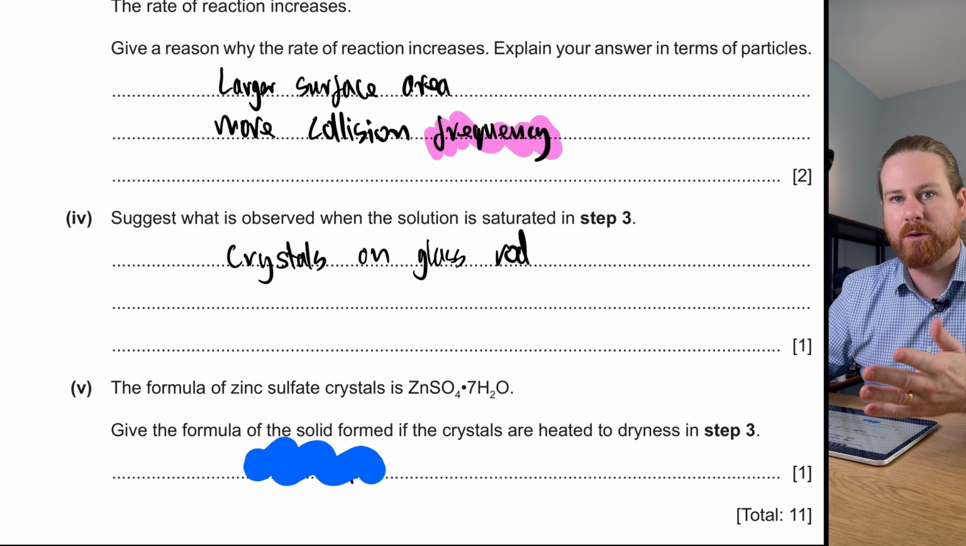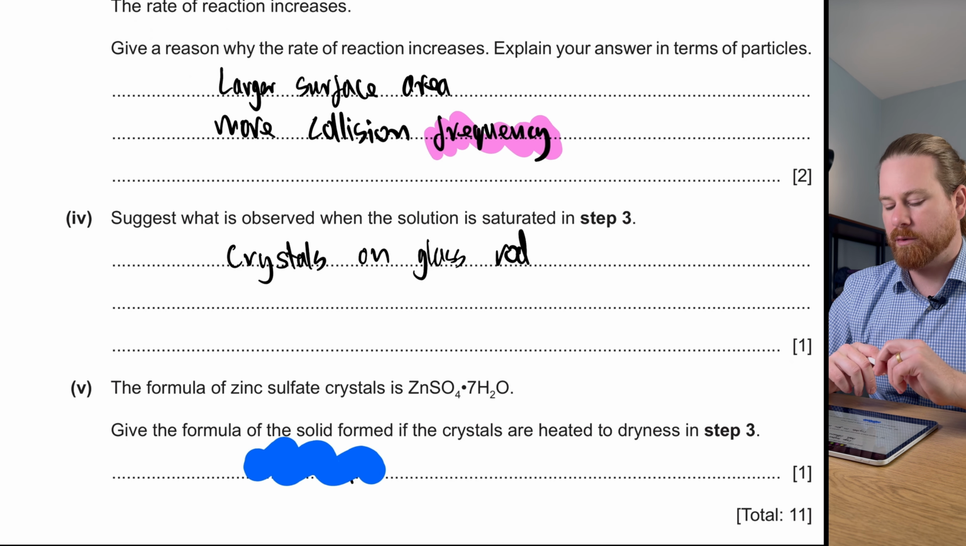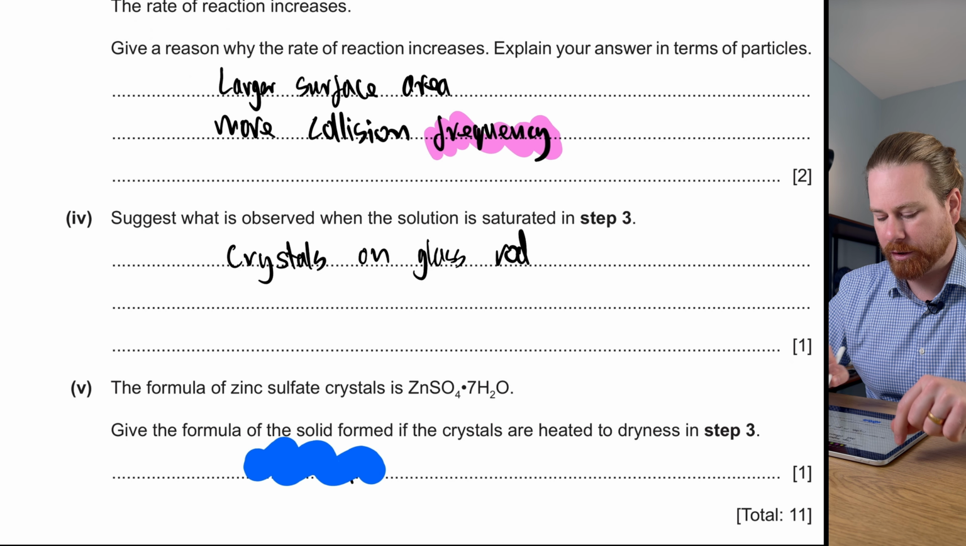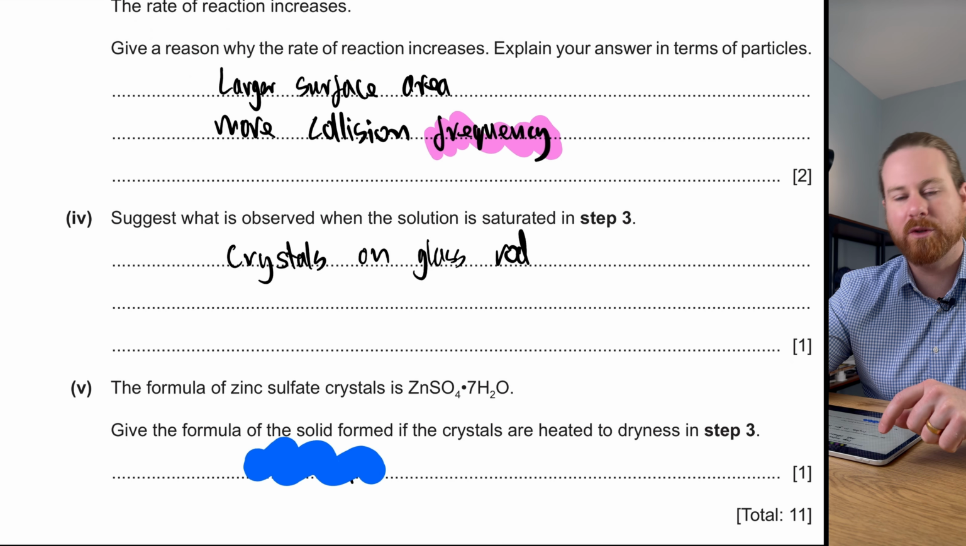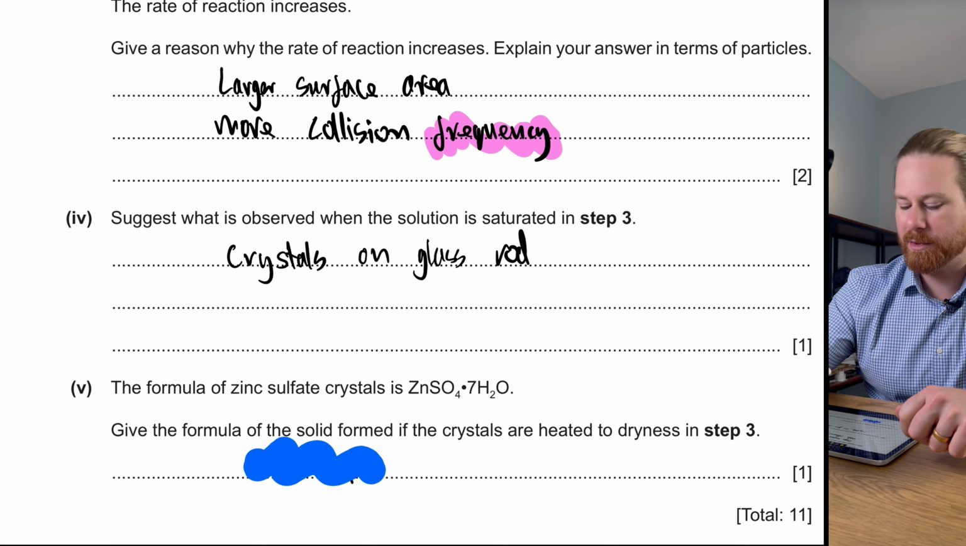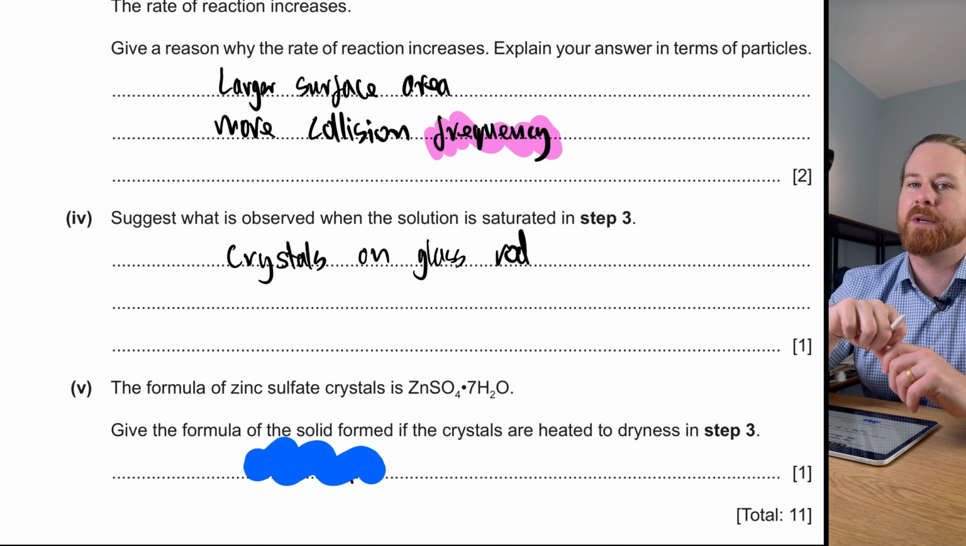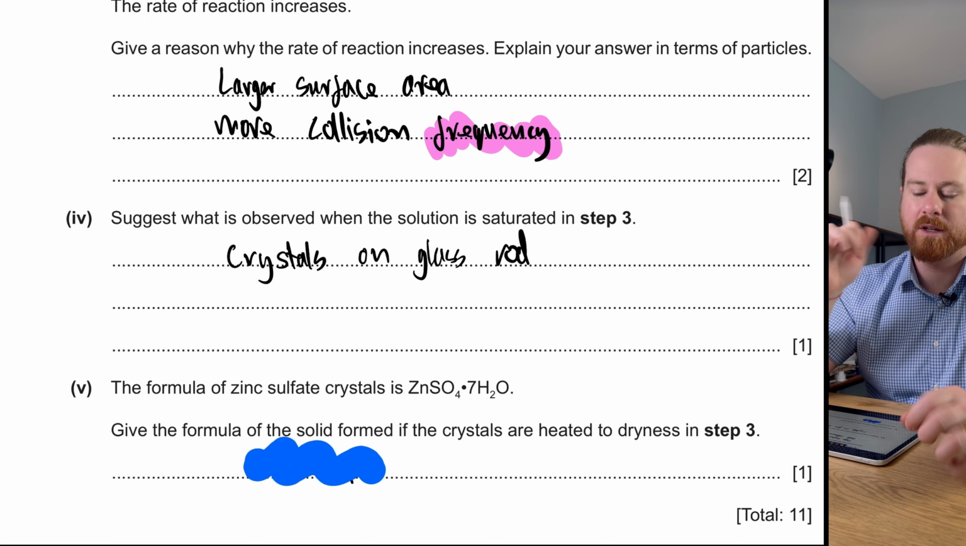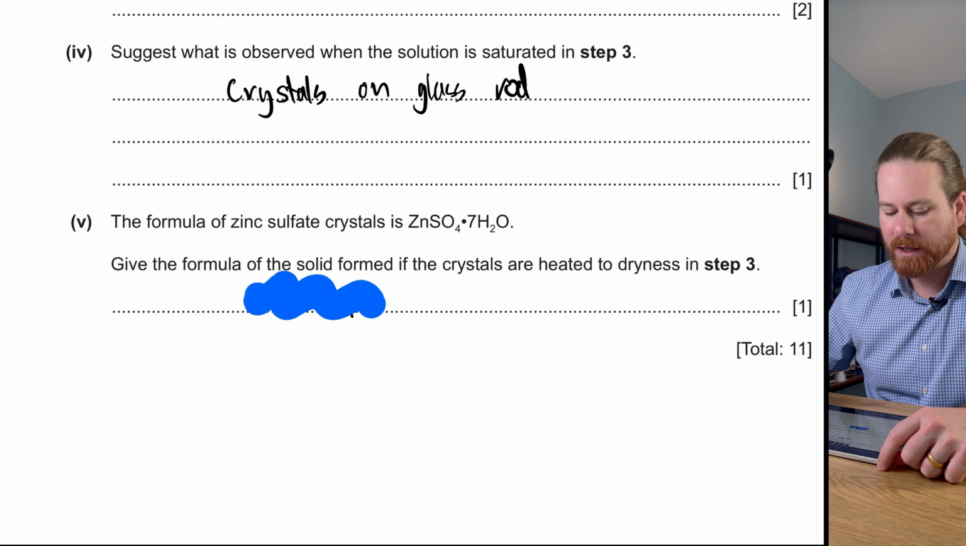So you want to see crystals forming around the edge of your reaction mixture, or you can do the glass rod test. If you stick your glass rod into the reaction mixture and take it out, you'll see crystals forming, because the glass rod is colder than your reaction mixture.